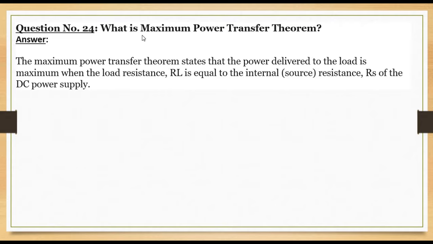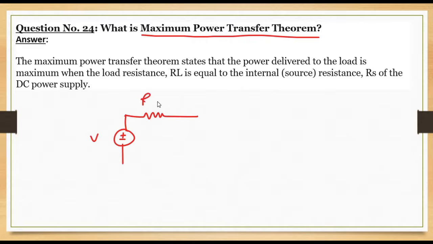Next question is, what is the maximum power transfer theorem? The maximum power transfer theorem states that the power delivered to the load is maximum when the load resistance RL is equal to the internal or source resistance RS of the DC power supply. Consider this as a DC power supply. This is the internal resistance or source resistance denoted by RS, and this is our load resistance RL.